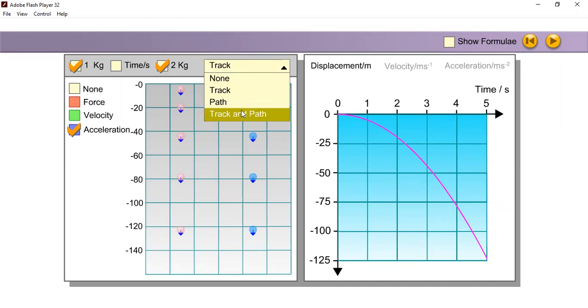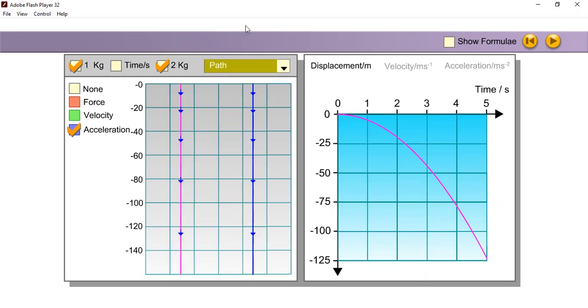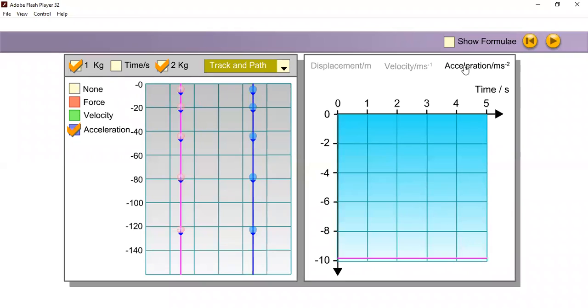If we look at the path moving like that, the track and path together. This is the graph of the displacement. If the displacement is a curve, that means the velocity will be a straight line. If there is a straight line, that means there will be a constant acceleration. Okay, so next, let's see the next slide.